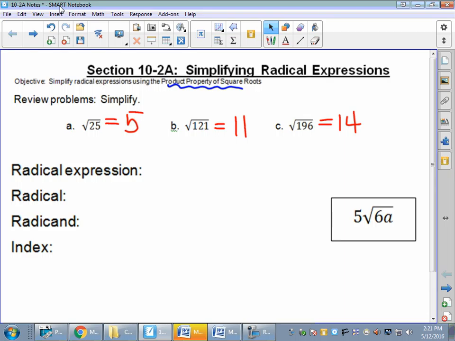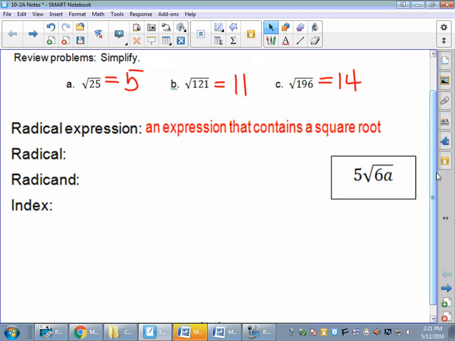So let's talk about radicals. A radical expression is an expression that contains a square root. It's actually got a square root in it. It might have variables, it might have coefficients, it might have numbers inside or outside that square root sign. Notice it is an expression, it's not an equation. We'll solve radical equations later on. The radical is the real name for the square root sign.